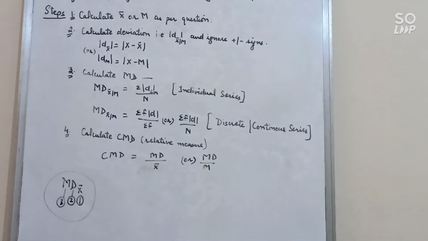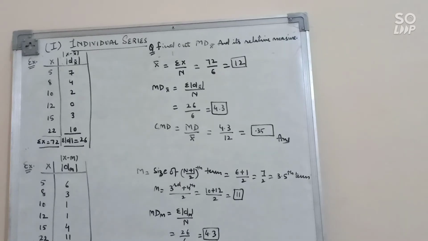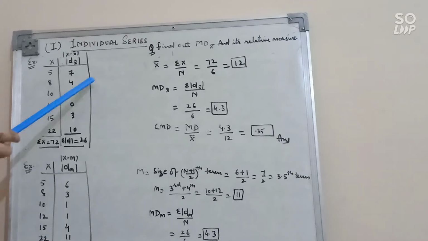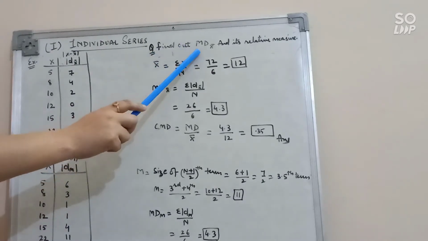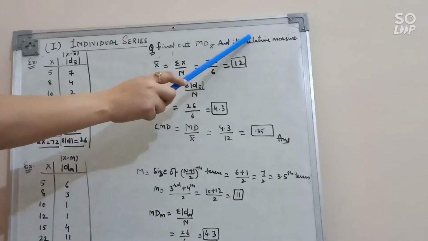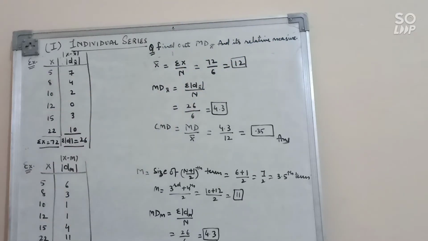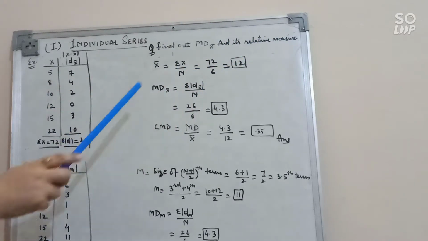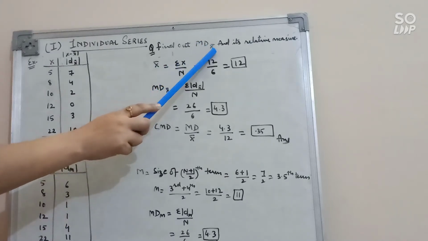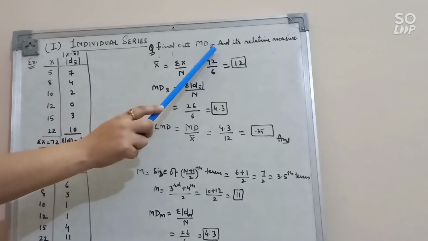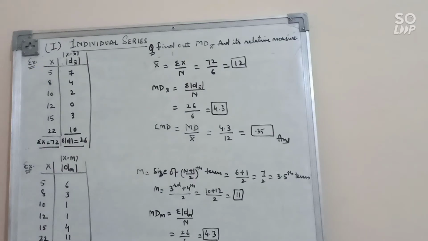Now let's discuss how you will calculate mean deviation in individual series. Let's take an example. I have taken one example here. This is an individual series because the x variable is given, and the question is find out mean deviation from mean and its relative measure, that is its coefficient. Now first of all, the steps. If you want to find out mean deviation from mean, the first step will be to find out mean. The x series is given and we know how to calculate mean under individual series.